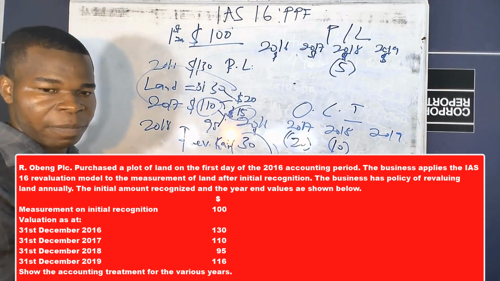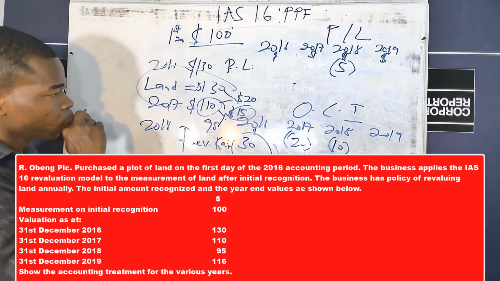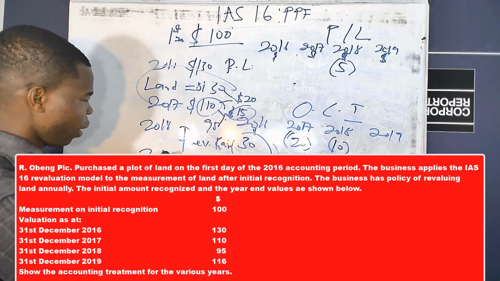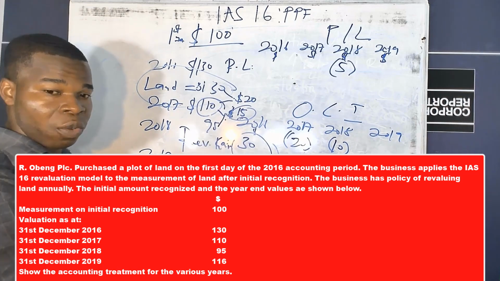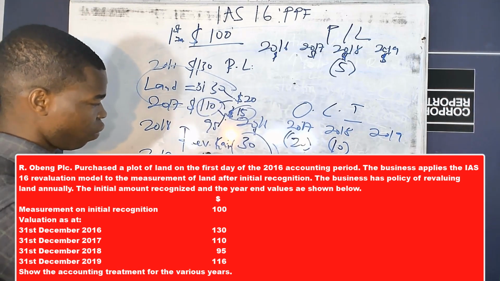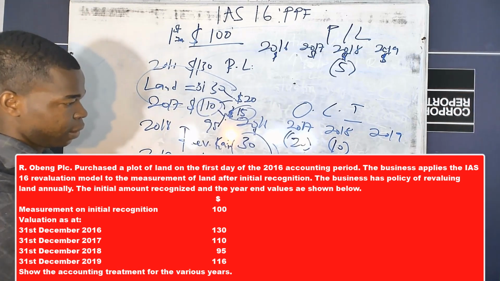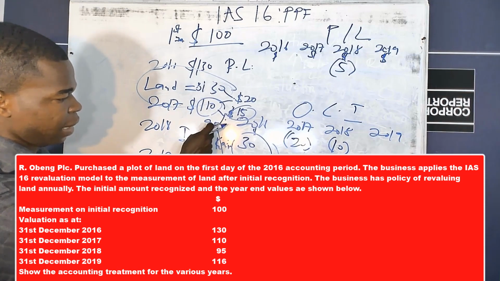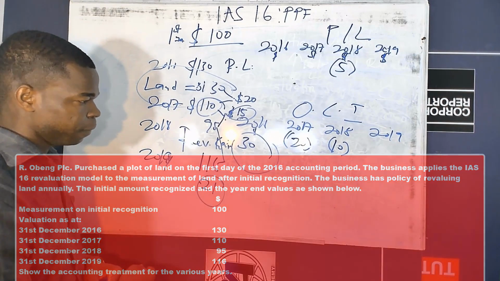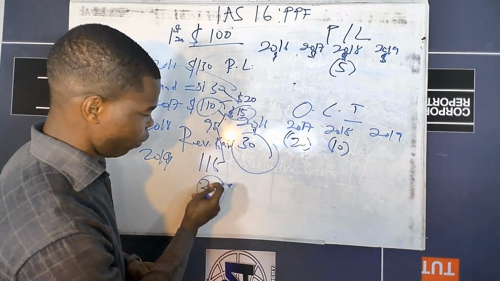Now let's look at what happened in 2019. In 2019, we were told that the cost of the asset, or the revalued amount of the asset, is now 116. If you compare the 95 with the 116, that means there is a revaluation gain of $21.